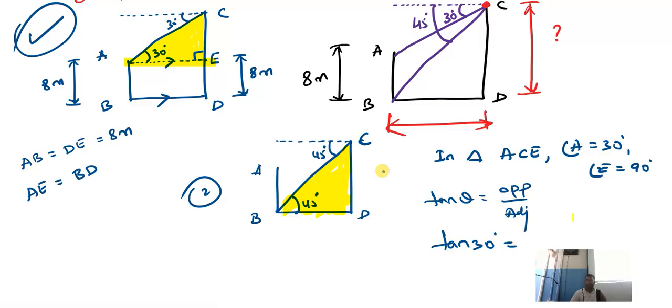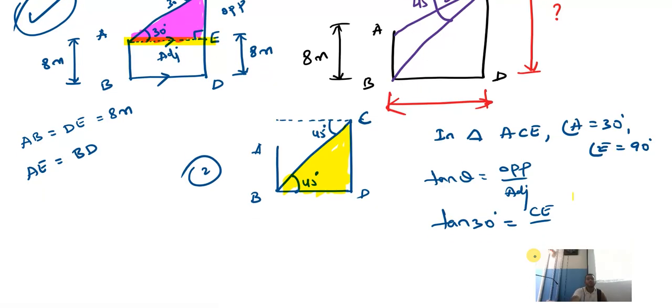Tan 30 equals opposite. Name of the opposite. Here I am taking this triangle. Correct, ACE? According to triangle ACE, this is my opposite and this is my adjacent. So what is my opposite here? CE. Adjacent, AE. Correct. So tan 30, which is 1 by root 3, is equal to CE by AE.